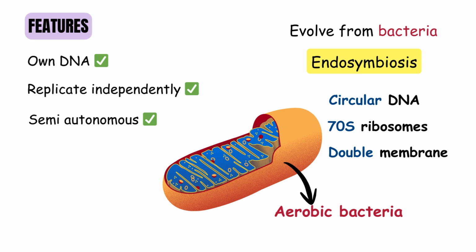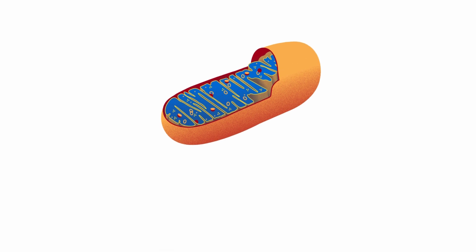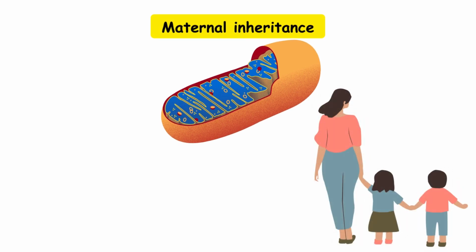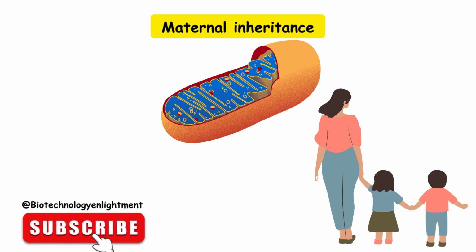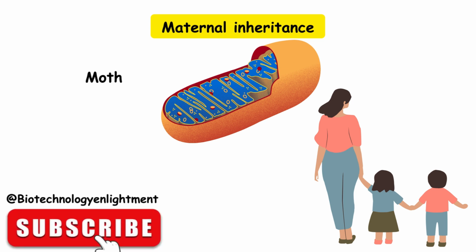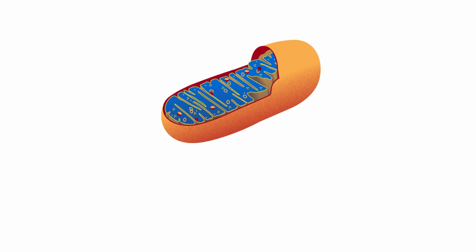Now, there is one more important property of mitochondria, that the inheritance of mitochondria is generally maternal. So, mitochondria are maternally inherited. This means that mitochondrial DNA is passed only from mother to offspring. So this is an important point for genetics examinations, which generally ask whether mitochondria have maternal DNA. So yes, it has maternal DNA.